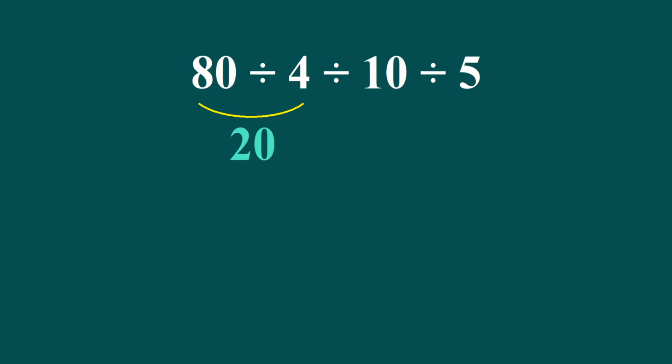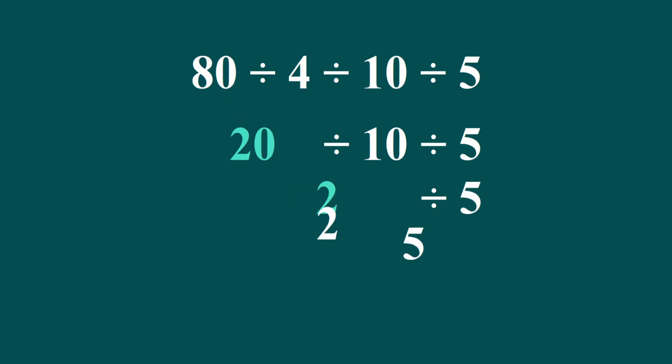So 20 divided by 10 divided by 5. And now we have to do this division. 20 divided by 10 is just 2. So 2 divided by 5 can be written as 2 over 5. This is our final answer to this problem.